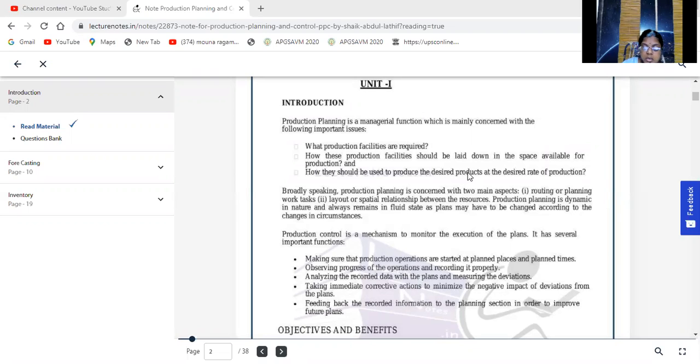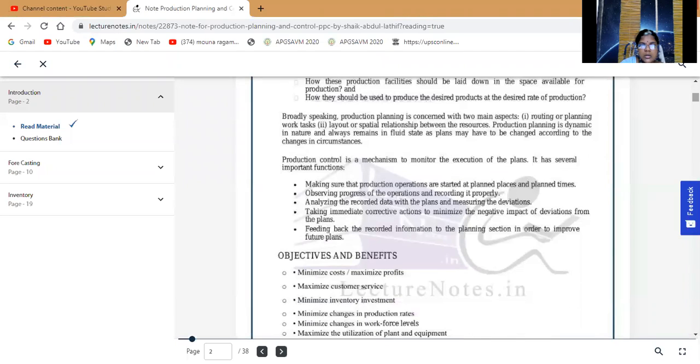So, as the last class, we discussed the entire introduction of Unit One. So this is Unit One. We already discussed some topics like production planning and control. Production planning is a managerial function which is mainly concerned with some important issues. Those we have discussed previously, let's just read it.